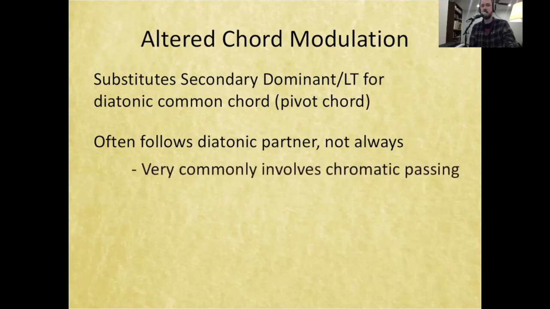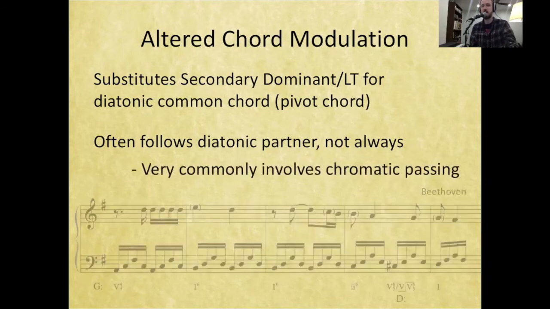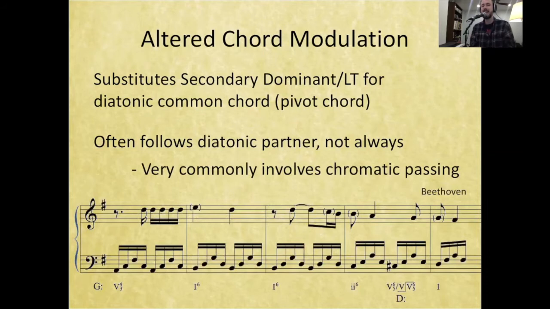So we're going to look down here at this Beethoven example, and we're going to look for chromatic passing to be one of our signals, and that will also clue us into what I mean by diatonic partner. So here's this Beethoven example. It goes something like this.